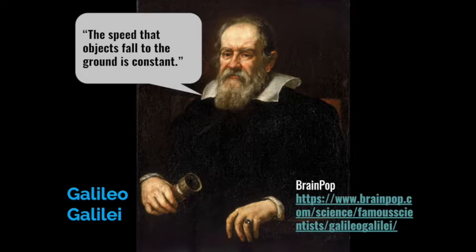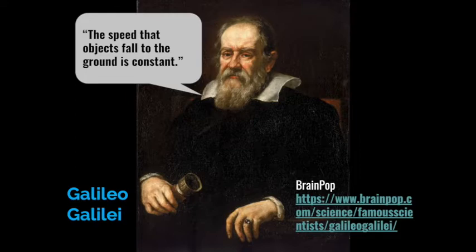Galileo says the speed that objects fall to the ground is constant. So no matter if it's heavy or light, a heavy bowling ball or a light feather, the speed they fall to the ground is constant. And that just doesn't make sense if you drop the objects, does it? So what Galileo did, according to legend, is test all of these objects, dropping them from, they think, maybe the Leaning Tower of Pisa is one legend. He'd test these objects by dropping them to the ground and see if they fell at the same rate, trying to chart how fast they fell to the ground.